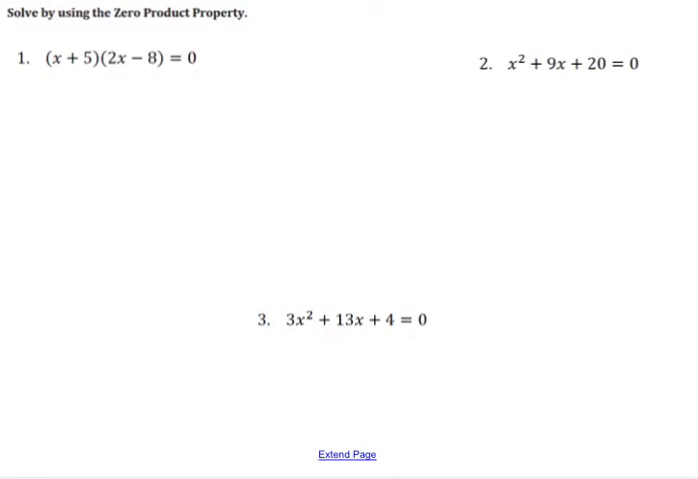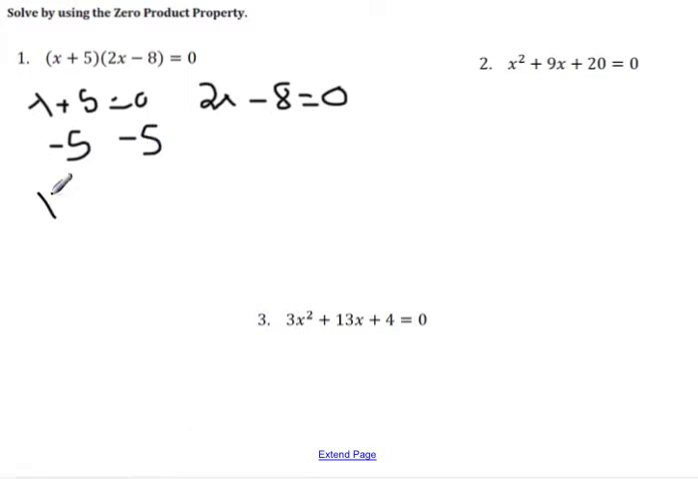So the first thing we're going to do, when you already have it factored, is you're simply going to take each factor and set it equal to 0, like so. And then we're going to solve each factor. So for this first one, I'm going to subtract 5 from both sides, and then I get that x is equal to negative 5.